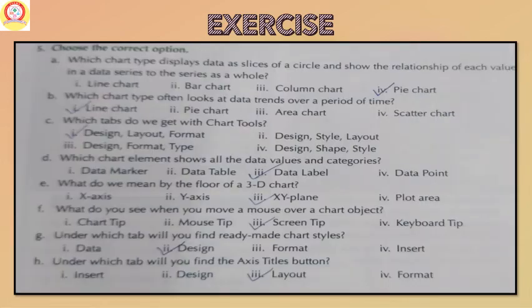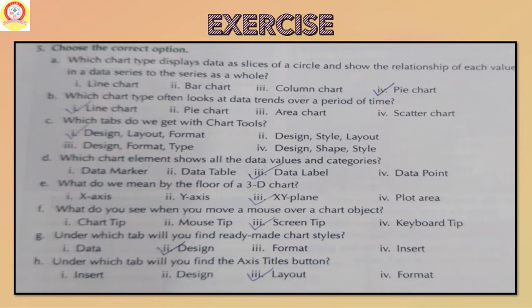Let's move to question 5. Choose the correct option. A1, which chart type displays data as a slice of a chart, a circle, and shows the relationship of each value in a data series to the series as a whole? One line chart, two bar chart, three column chart, four pie chart. So it's four, pie chart. B1, which chart type often looks at data trends over a period of time? One line chart, two pie chart, three area chart, four scatter chart. That is one, line chart.